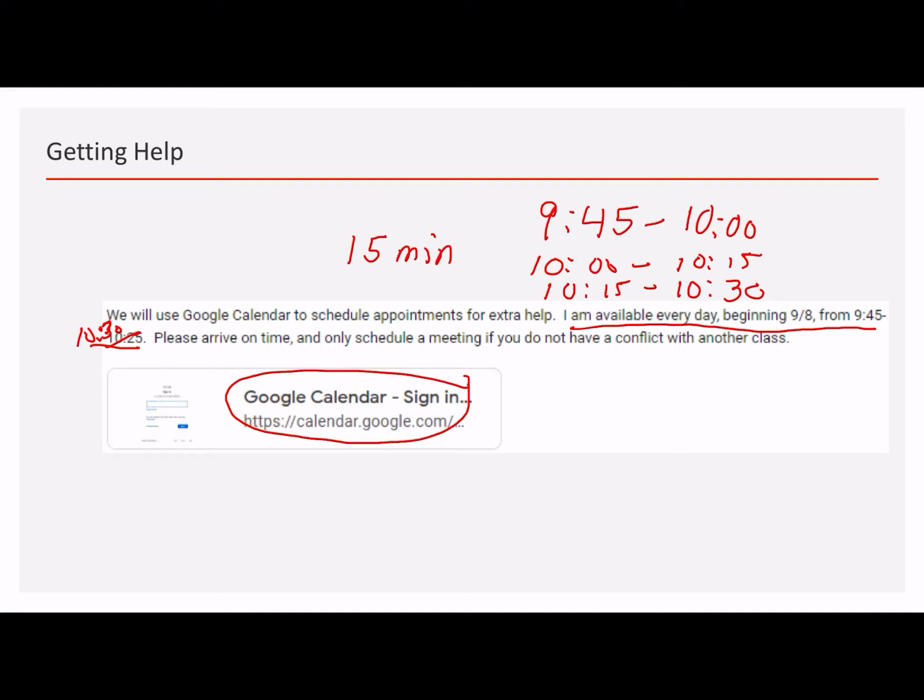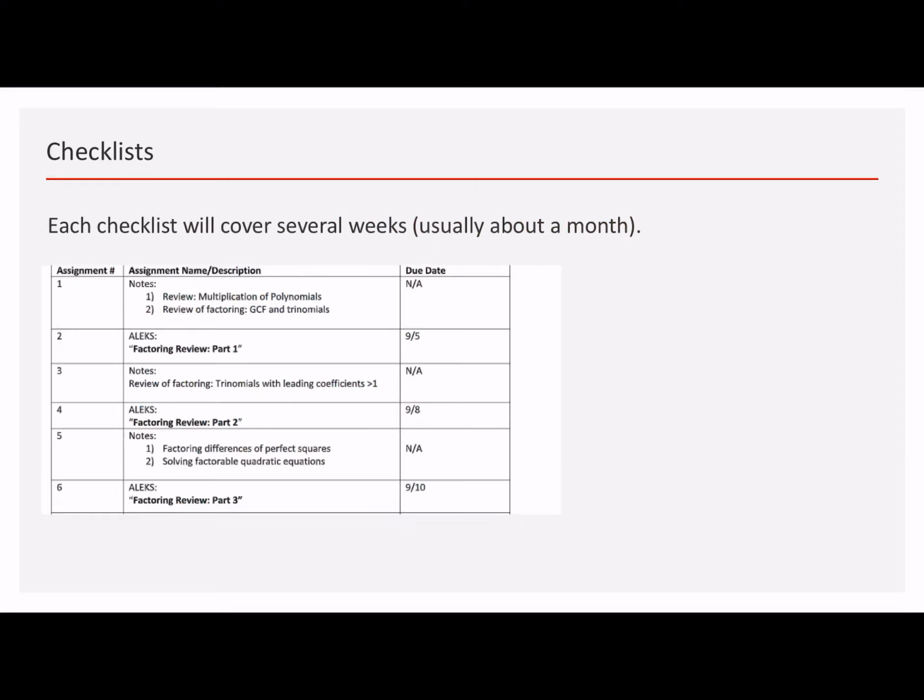If you need to schedule help with me, and if you have a conflict with another class at that time, send me an email. We will figure out something in terms of getting you extra help, okay? But we do it this way. Come on time, and the code that you're going to use, you'll see in the calendar when you schedule.